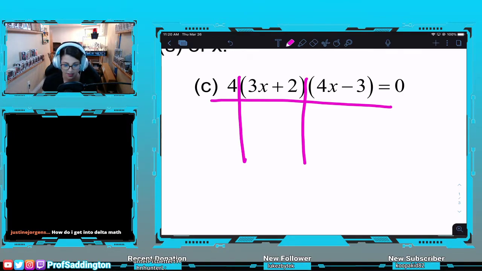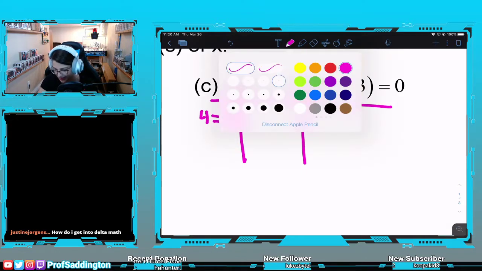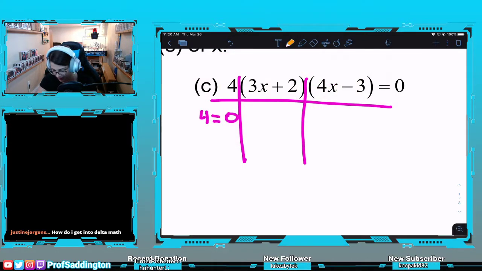So when we first set this up, we write 4 equals 0. Well, that's just not a true fact. So we reject it. Not true. 4 will never equal 0 in this dimension. Not possible.